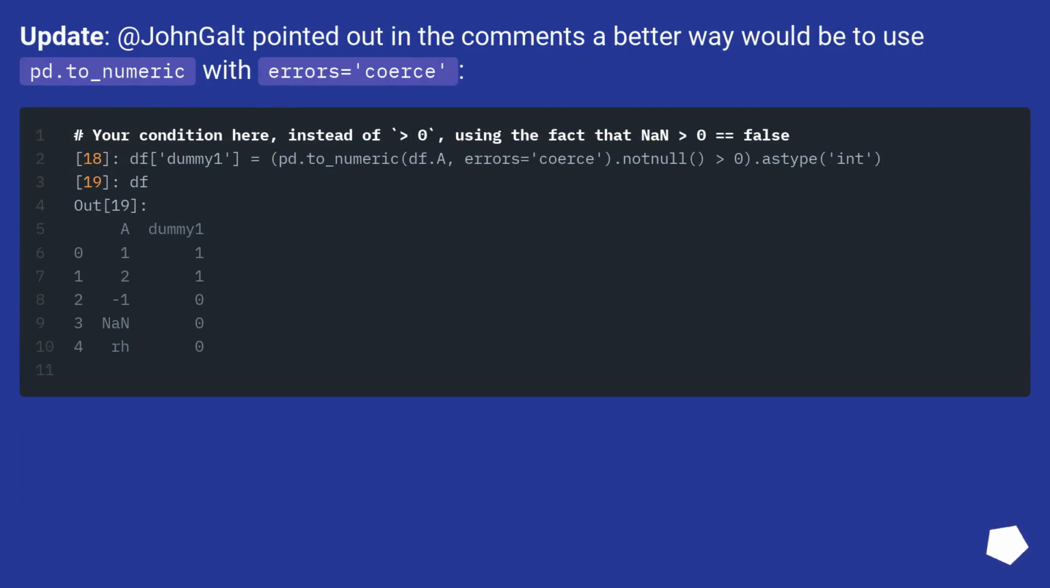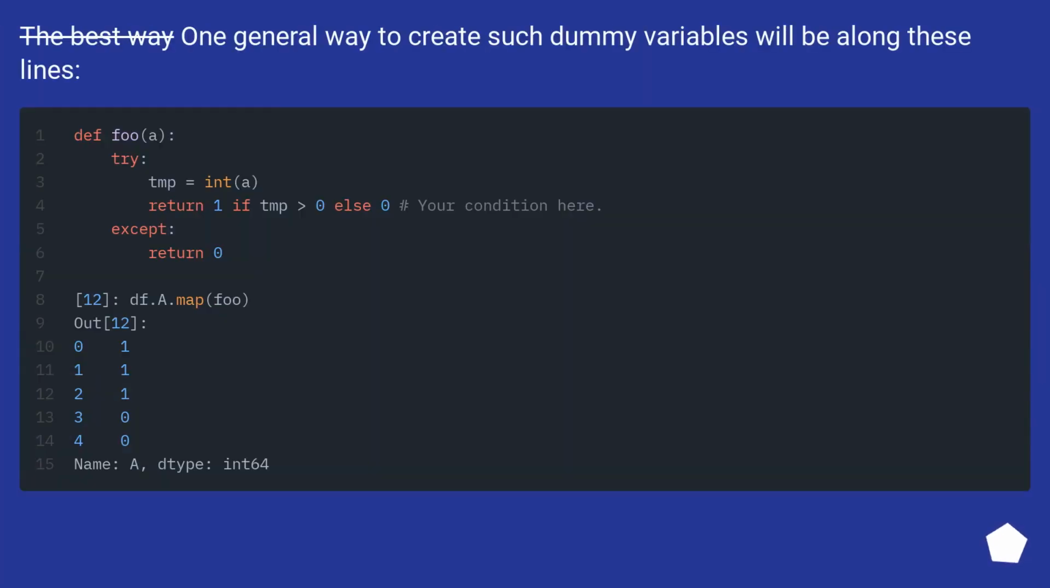Update. John Galt pointed out in the comments a better way would be to use pd.to_numeric with errors equals coerce. One general way to create such dummy variables will be along these lines.